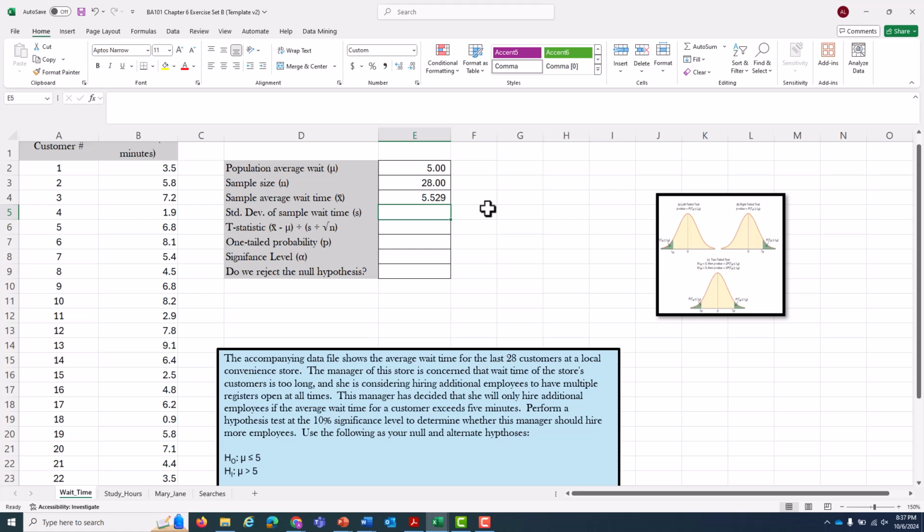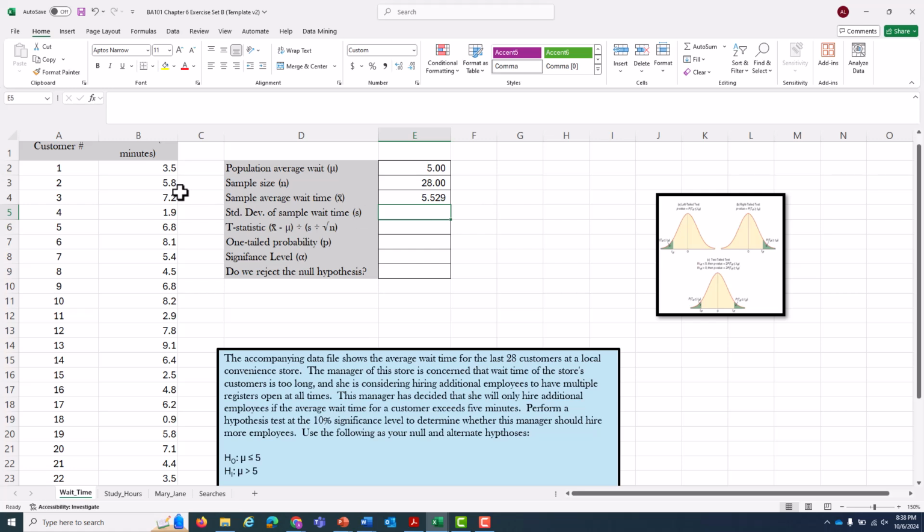But we know that not every single one of these 28 customers had a 5.5-minute wait. That's just not the way that works. We've all been in convenience stores. We've had times where we walked right up to the register, and then you go in the same exact convenience store a week later, and there's like 30 people waiting in line, and you're stuck there for half an hour. There's a bit of variation that goes on in here. Well, this is going to be the amount of variance or spread that we have in our sample.